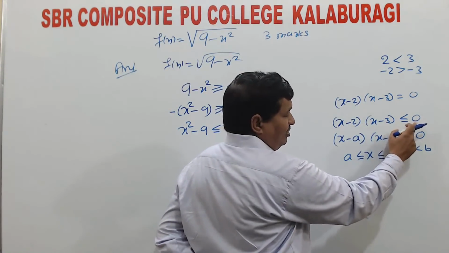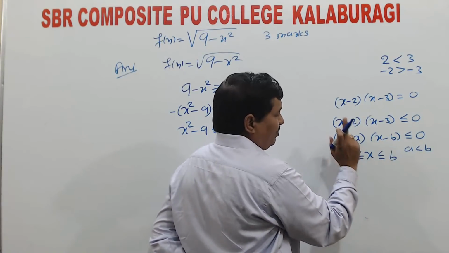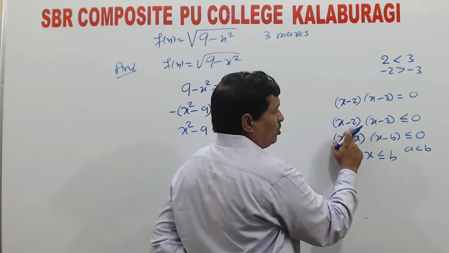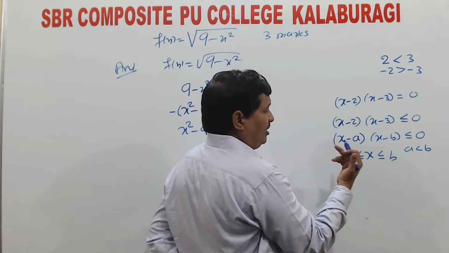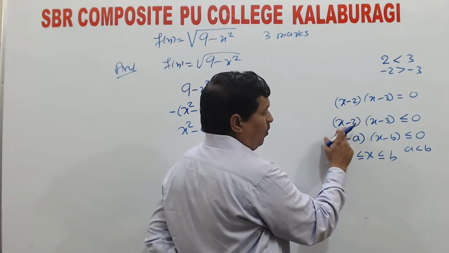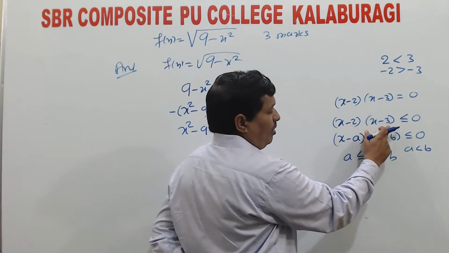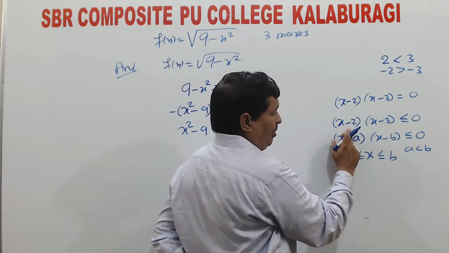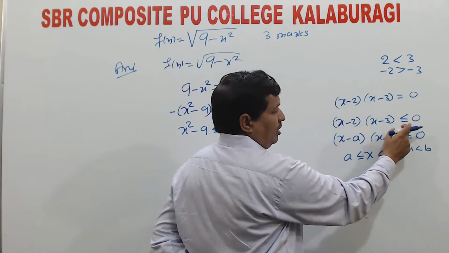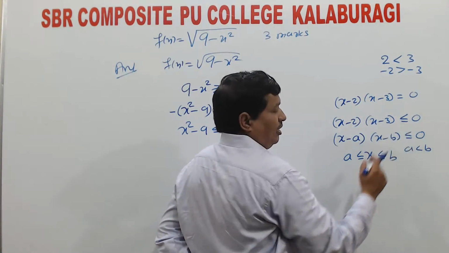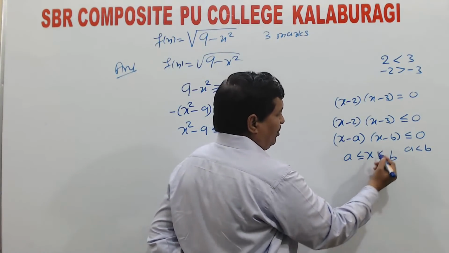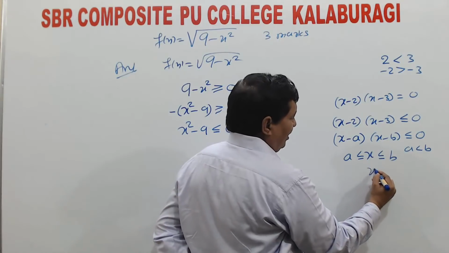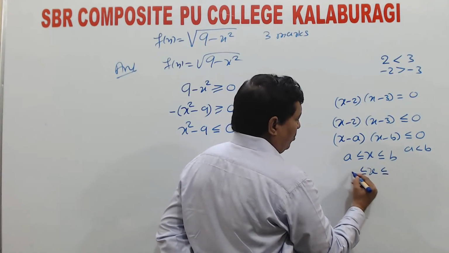Is it less than 0? No. That is why x should be less than 3 and more than 2. Suppose you take 1: 1 minus 2 is minus 1, 1 minus 3 is minus 2, and minus 2 into minus 1 gives plus 2. Plus 2 means it is not less than 0. Therefore, x lies between 2 to 3.